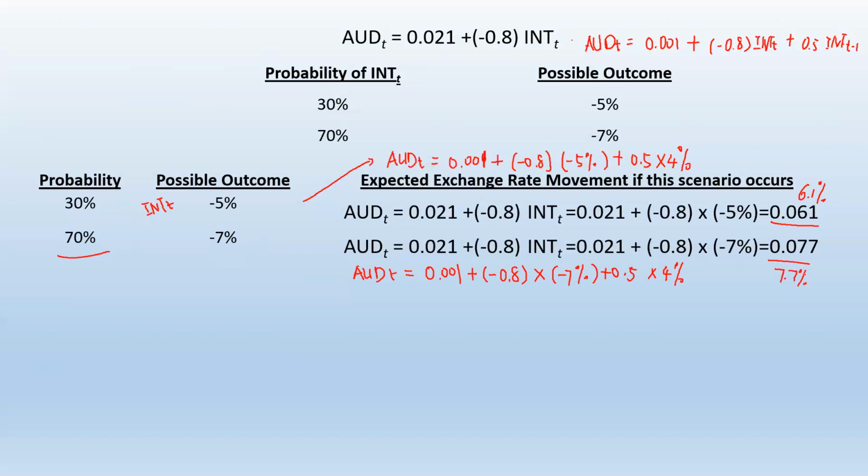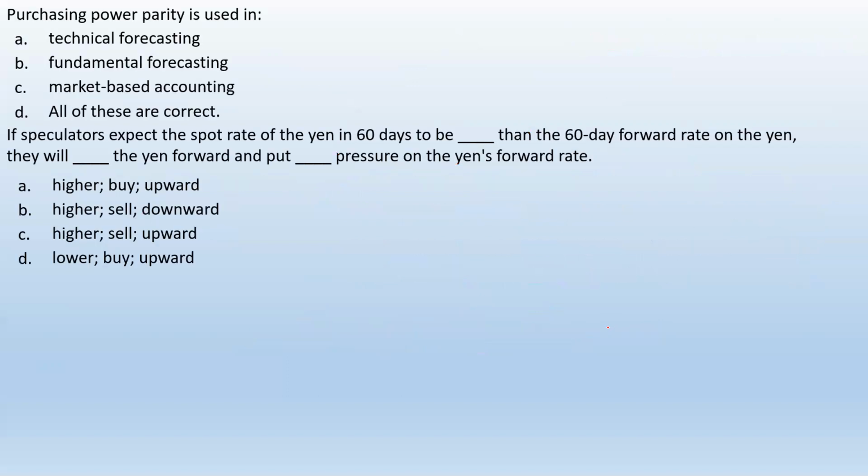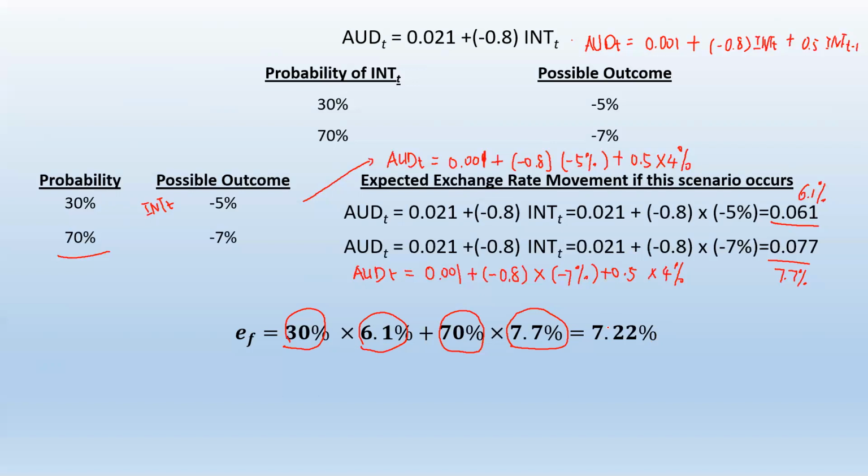Then we can find the expected value. There's a 30% chance that the first scenario happens, and under the first scenario, the Australian dollar percentage change is 6.1%. And there's a 70% chance that the second scenario happens, and under the second scenario, the Australian dollar percentage change is 7.7%. So the expected value for the Australian dollar percentage change is 7.22%. So that is the sensitivity analysis.